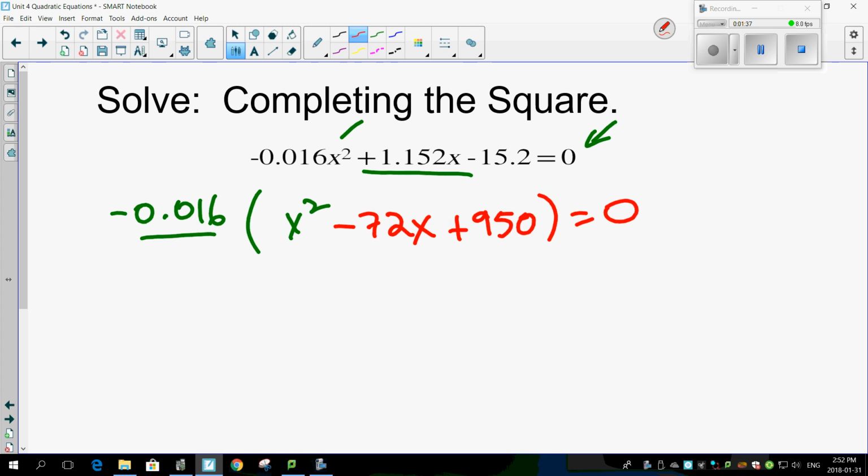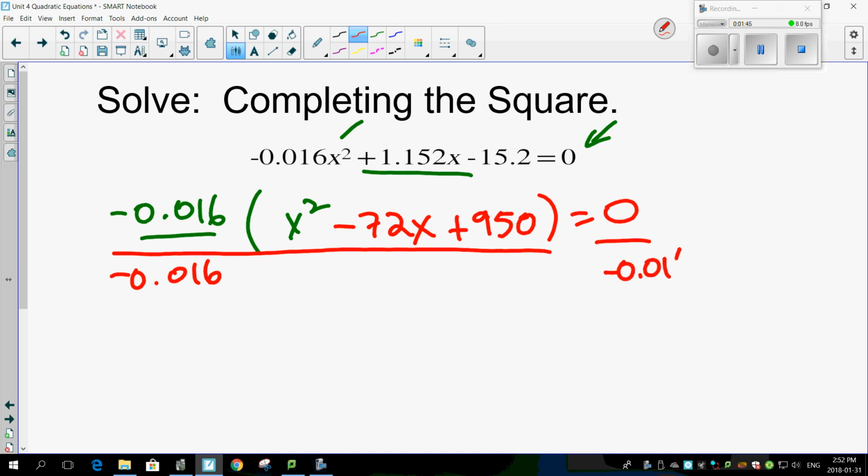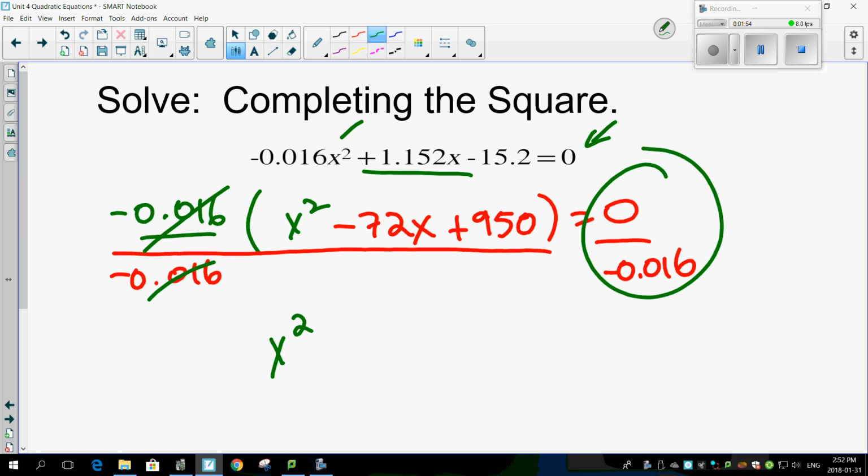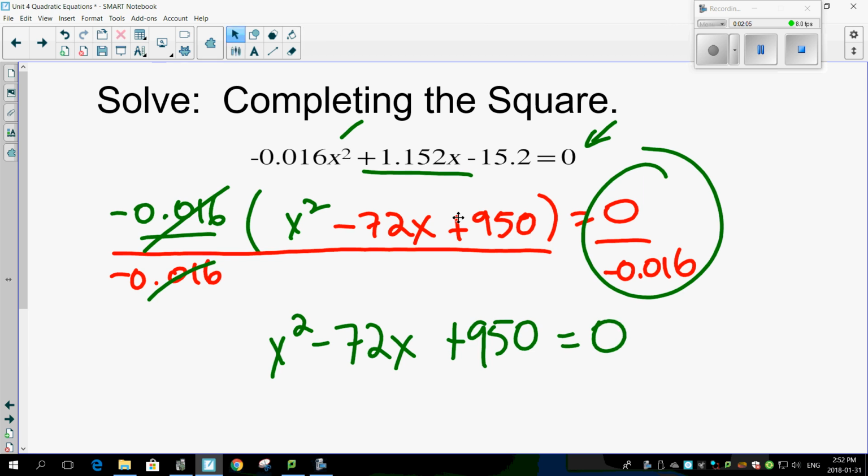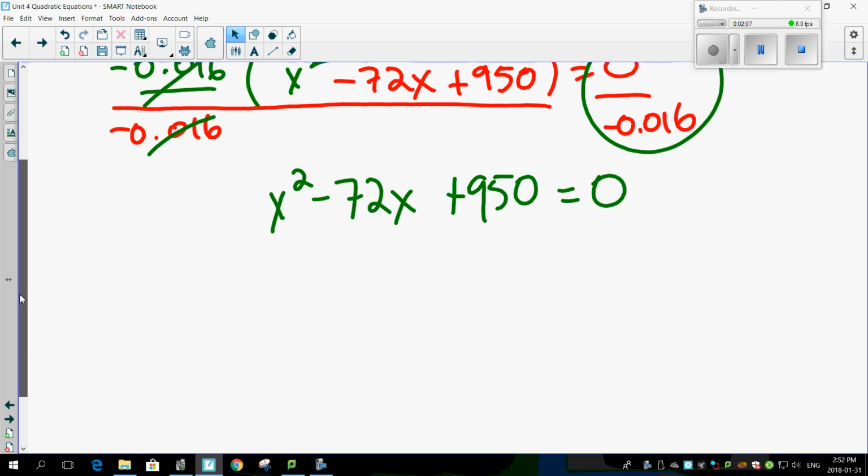Now look, watch this. Divide this guy by 0.016 on this side. Divide this by negative 0.016 on that side. And guess what? This guy cancels. It's gone. This guy becomes 0. So you get a beautiful, look at this. Oh my goodness. From ugly to something that is actually quite pretty. Look at that. Completing the square is now just a piece of cake.